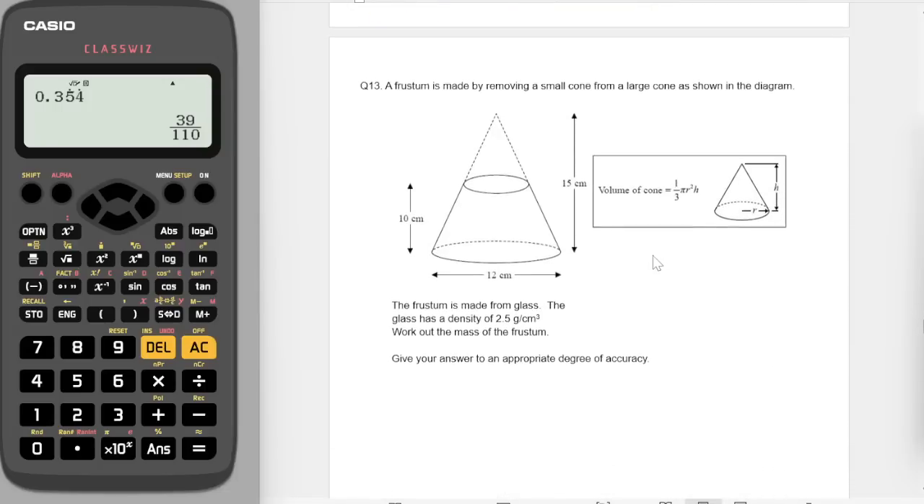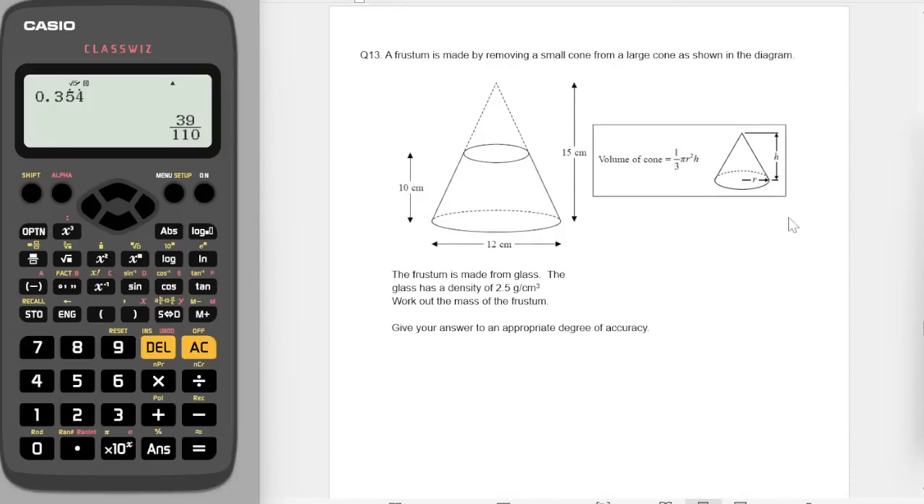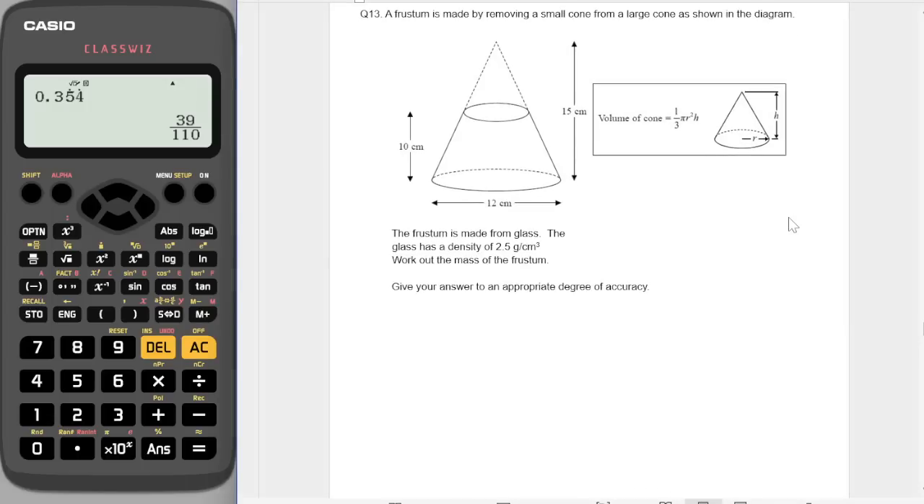Okay, question 13. So we've got a frustum. It is made by removing a small cone from a large cone, as shown in the diagram. The frustum is made from glass. The glass has a density of 2.5 grams per centimetre cubed. Work out the mass of the frustum. First of all we need to work out the volume of the frustum. So the volume of the frustum is going to be equal to the volume of the full cone minus the volume of the small cone.